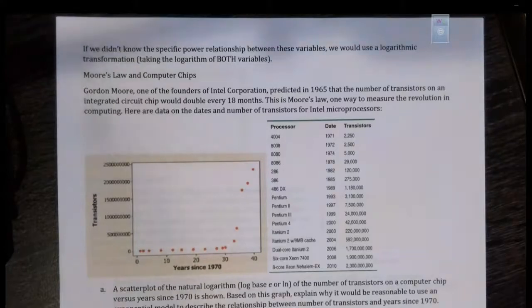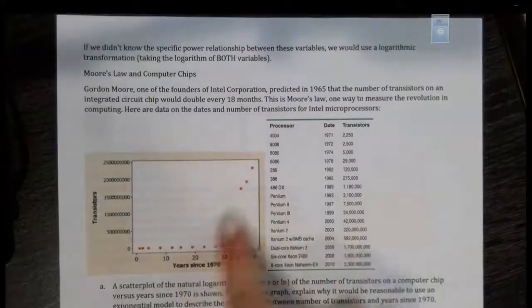So we have Gordon Moore, one of the founders of Intel Corporation, predicted in 1965 that the number of transistors on the integrated circuit chip would double every 18 months. This is Moore's Law, one way to measure the revolution in computing. Here are data on the dates and number of transistors for Intel microprocessors. So we have the data here, and this is what it looks like.